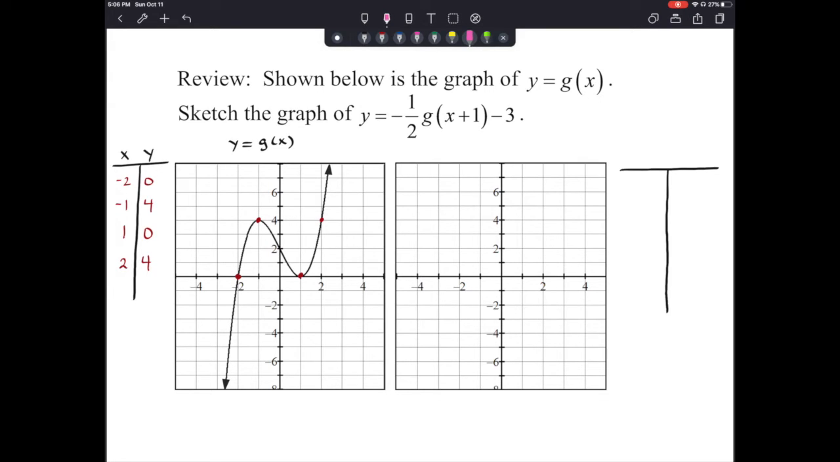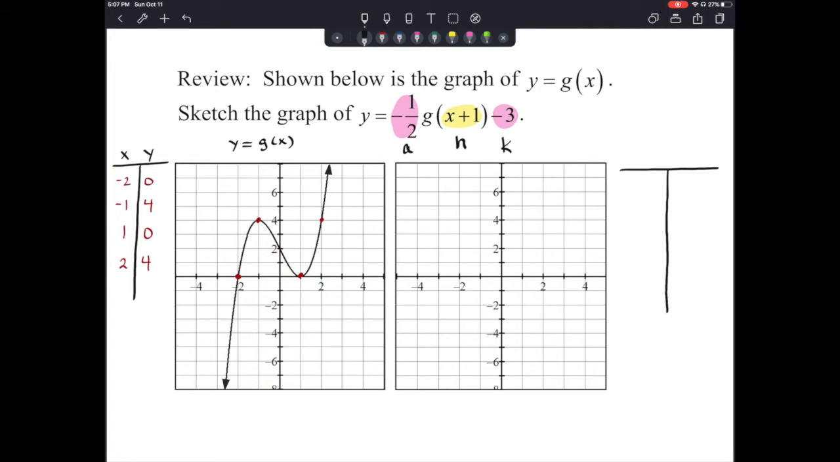You'll see in the function we have a negative 1/2 times the g. That's like our stretch factor, right? So this is going to give us a vertical compression, and it's going to flip our graph. This one is like our k value, which is going to give us a vertical shift down 3 units. What we see in here affecting x, it says +1, and I think everybody knows that's our h value, and it's going to shift our function to the left one.